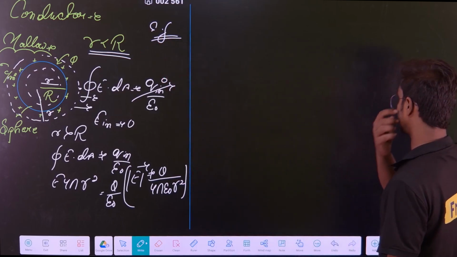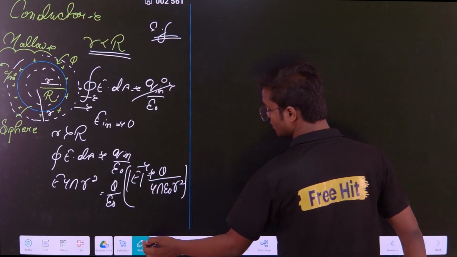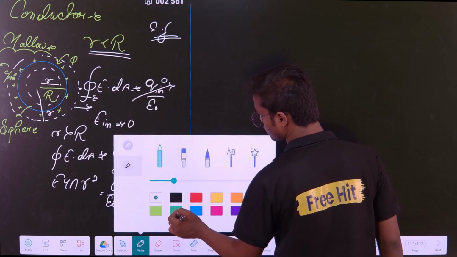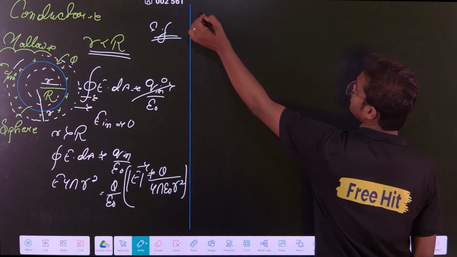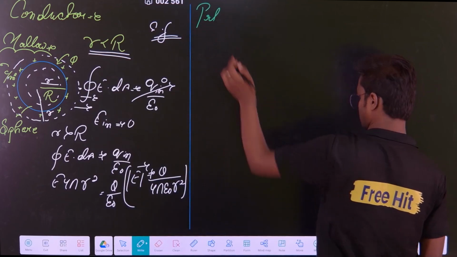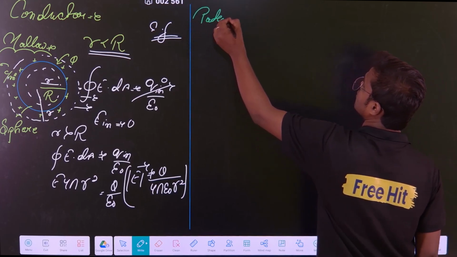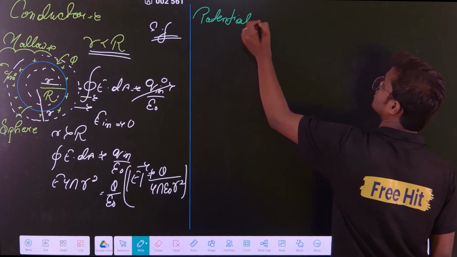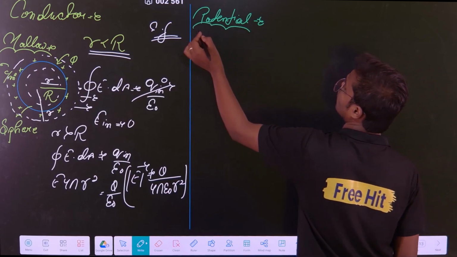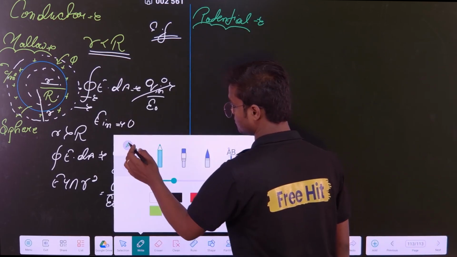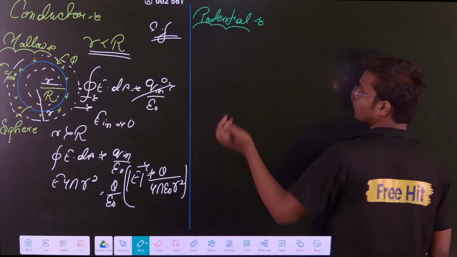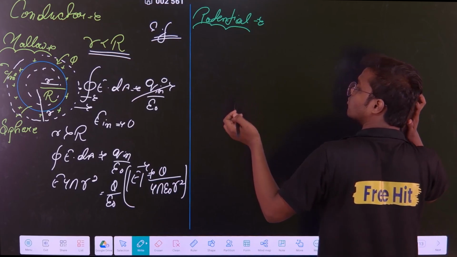Now our second case is magnetic field. Second case is not magnetic field. In the second case we are going to see what? That is the potential. The second thing we are going to see is the potential. In potential, what are we going to do? Let's see here. First we will again find the potential.